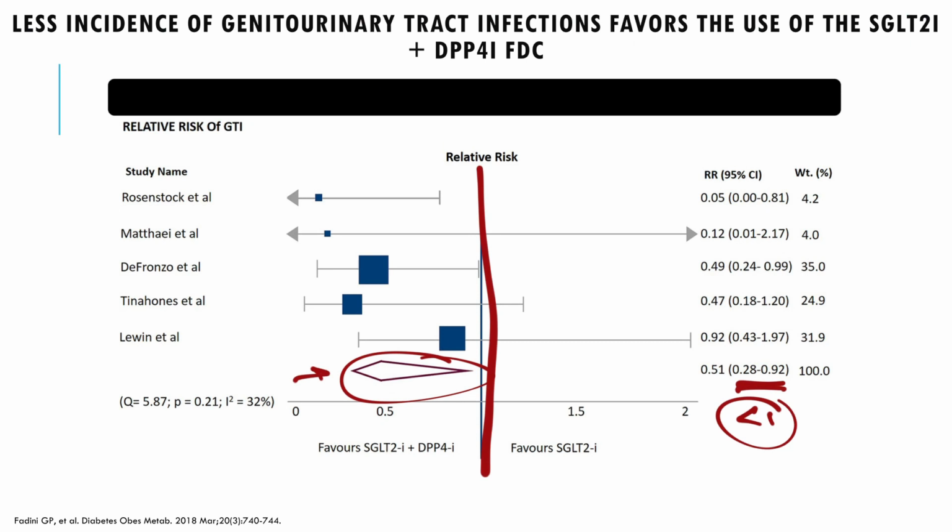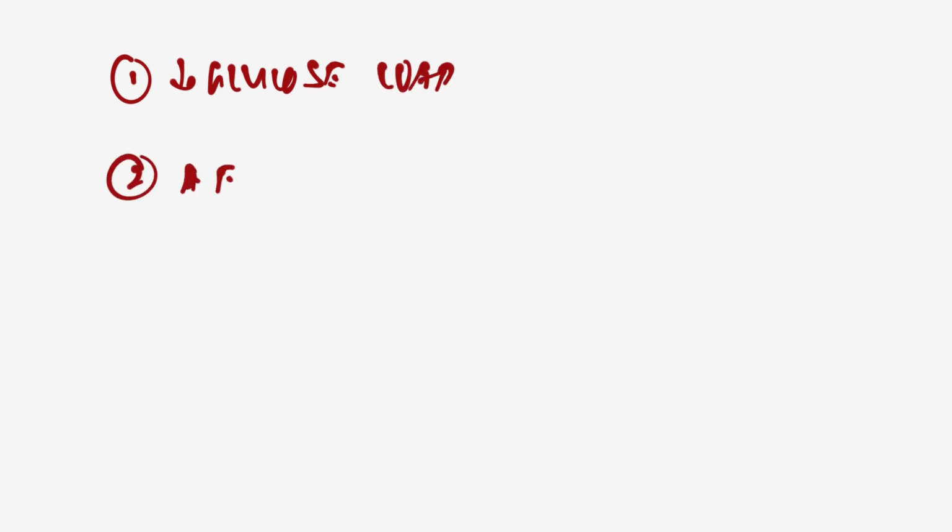Now, why does this happen? There are two theories for it. One is reduced glucose load, and second is fundamentally at the fungal growth level, right? So there are two theories.